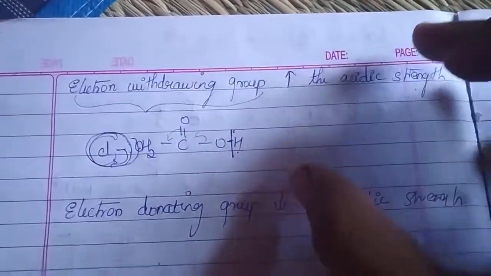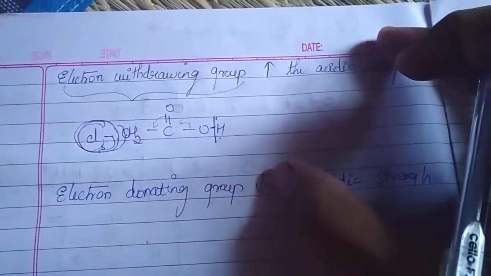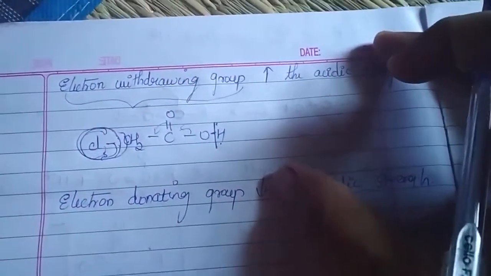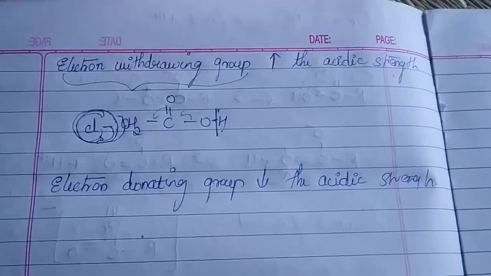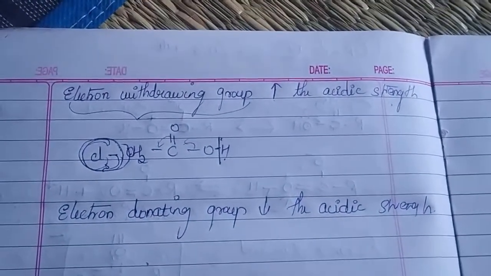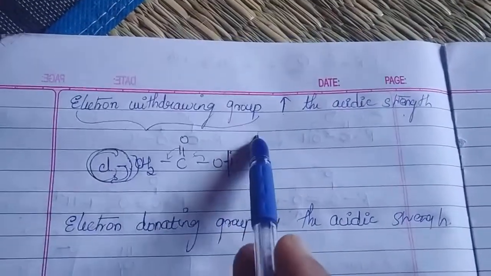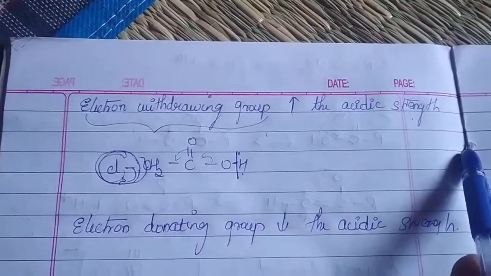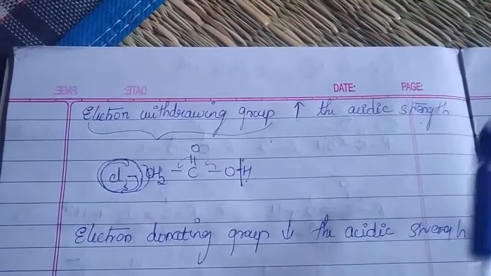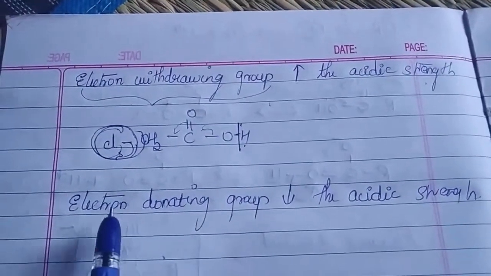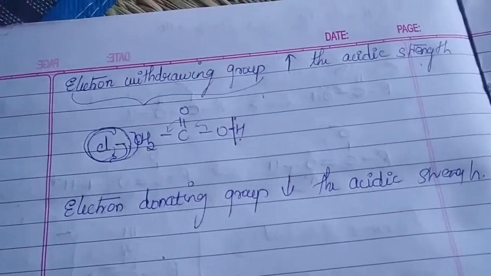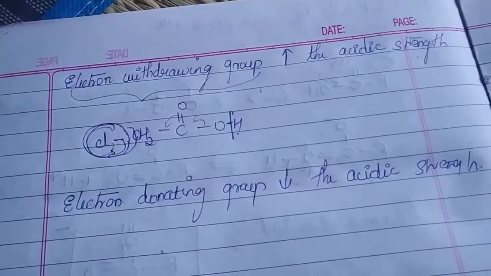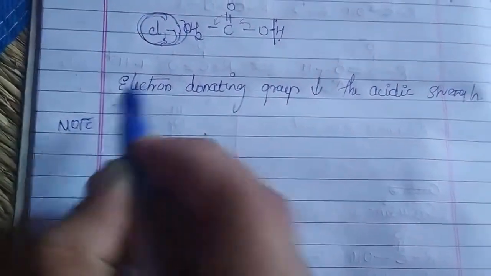This is an important aspect, because many times it has appeared in your board exams and in competitive exams, where they will give you certain structures, which will be dealt with in this video itself. But the major important thing to know is that electron withdrawing groups increase the acidic strength because of the negative inductive effect, whereas an electron donating group decreases the acidic strength because of the positive inductive effect. So now let us have some additional information over here. What are those?